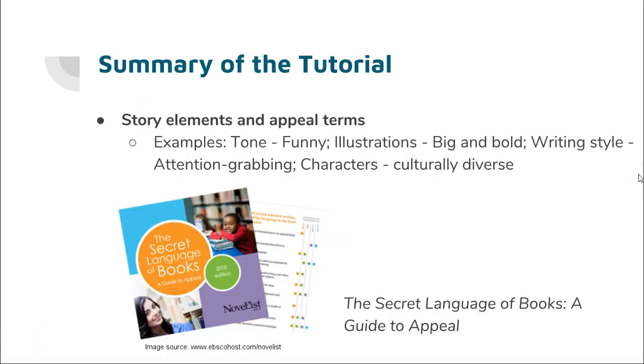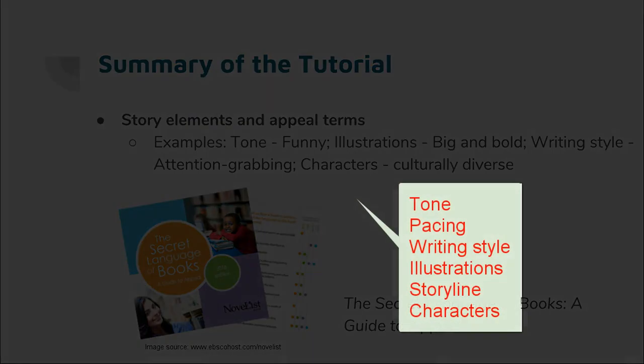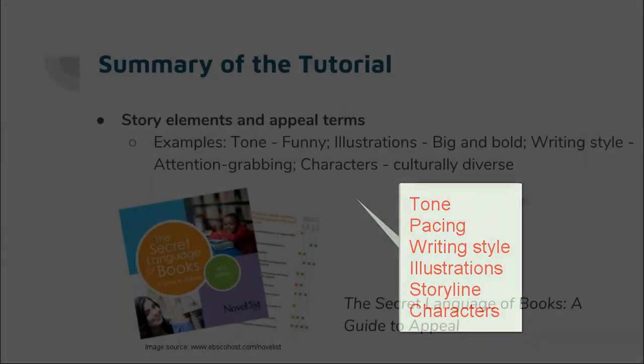I began the tutorial with an overview of how NoveList uses story elements and appeal terms to help users get at the feel, mood, and style of a book. It's critical for users to understand these elements in order to obtain the best possible results from a search. Story elements refer to aspects of a book such as tone, pacing, writing style, illustrations, storyline, characters, and so on.